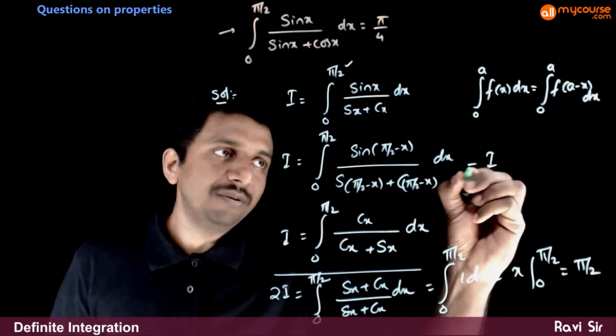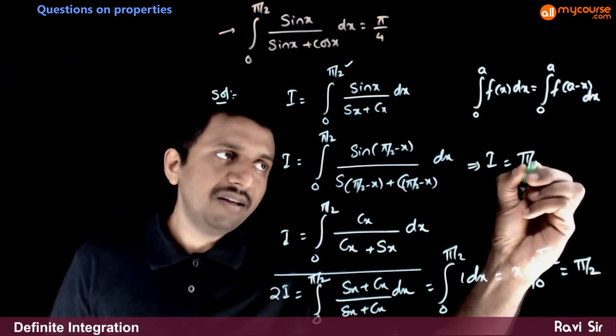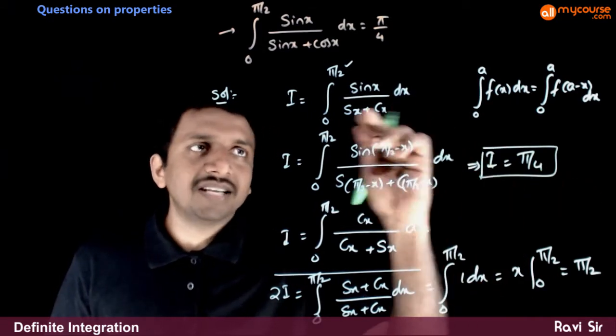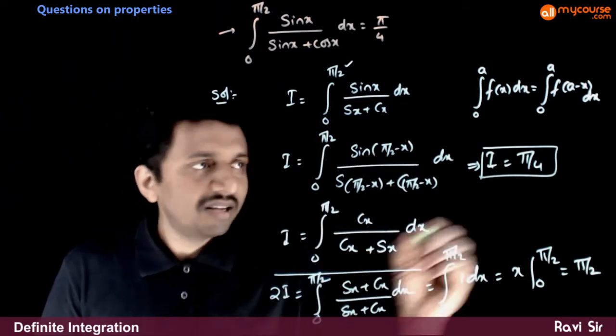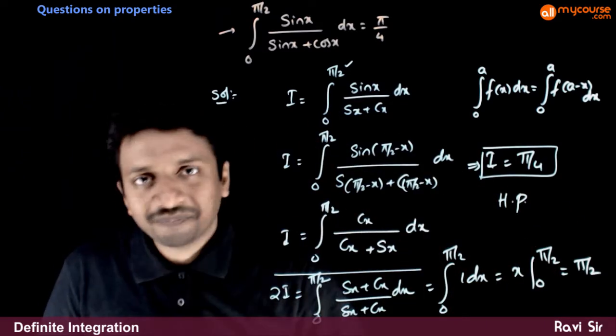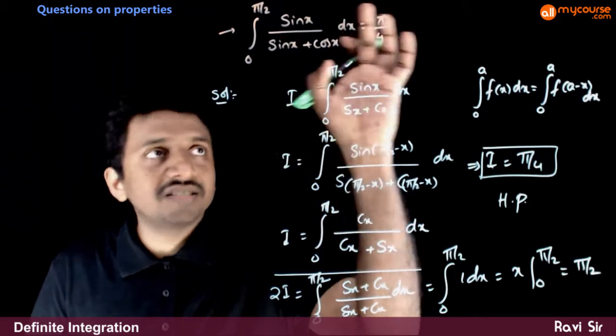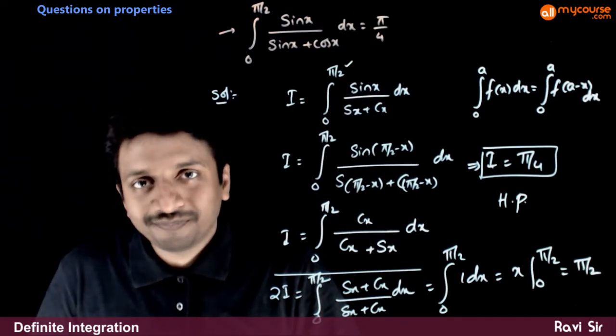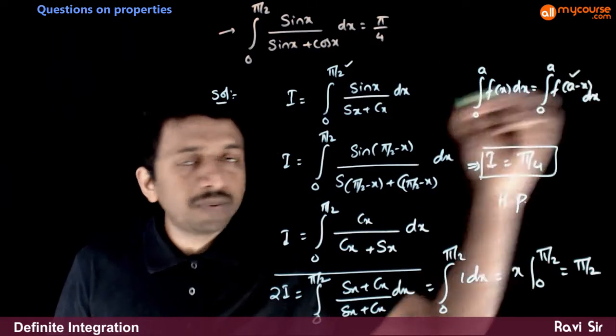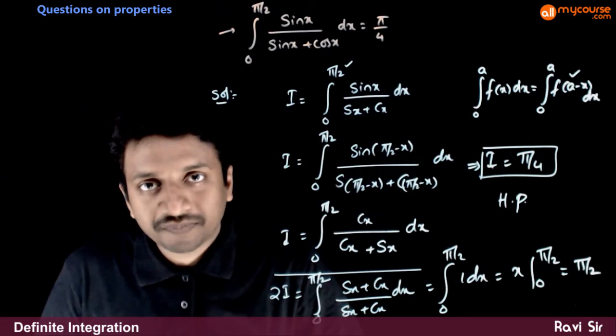So I is equal to pi by 4, right? And I is nothing but the given integral. Hence proved. So I have proved that this integral is equal to pi by 4. So this is the most useful property among all the different properties.